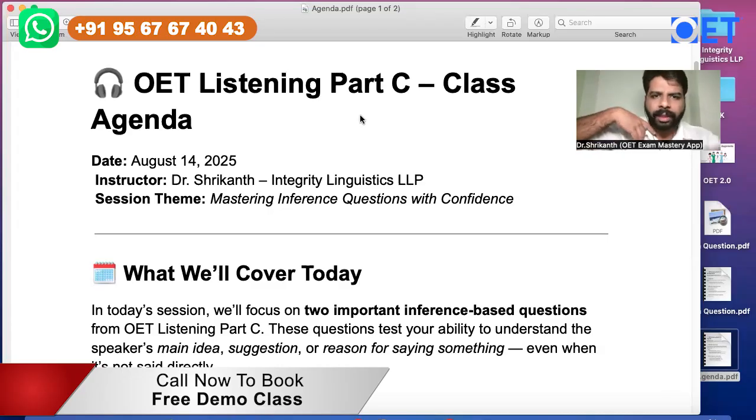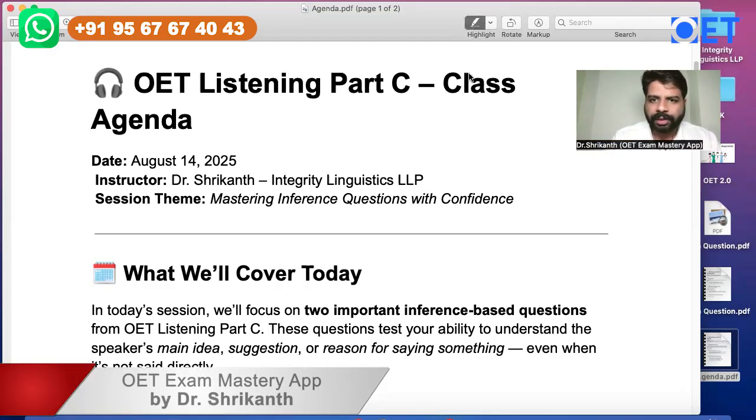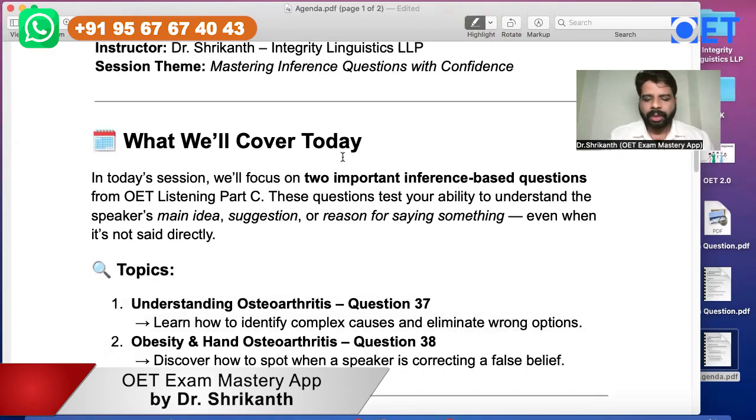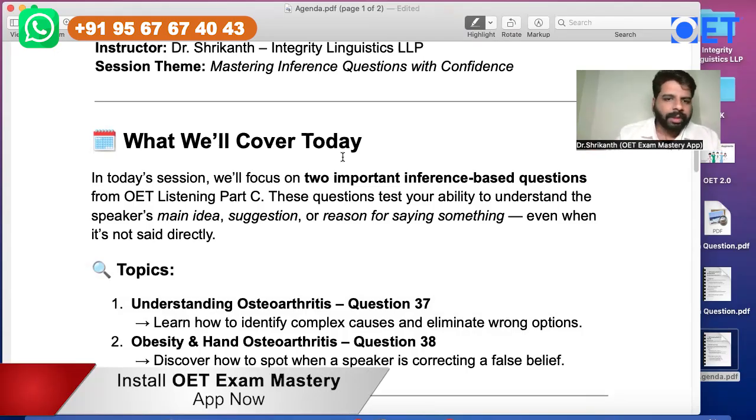All right, so OET Listening Part C. So let's see what we'll be covering in today's session. Let's talk about the class agenda for today, because it is very important that you understand what topics we'll be covering and what benefits you will be getting towards the end of the session.